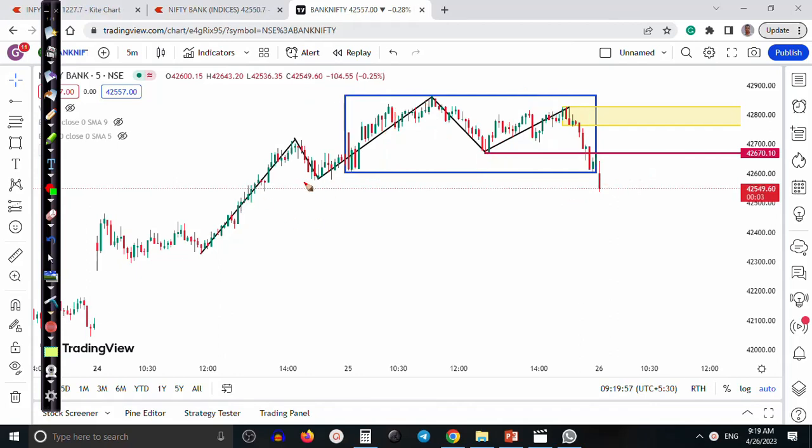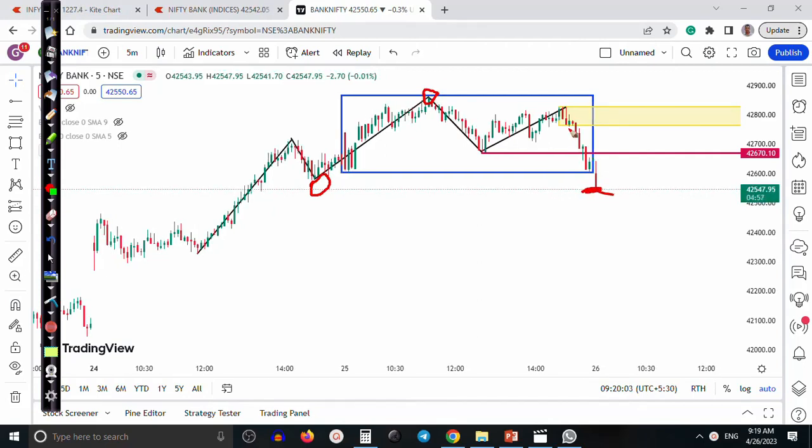And there was another buyer territory from here to this level, and finally they broke this buyer territory and formed seller territory, as I said. So we are looking for shorts only. So where exactly will we short?